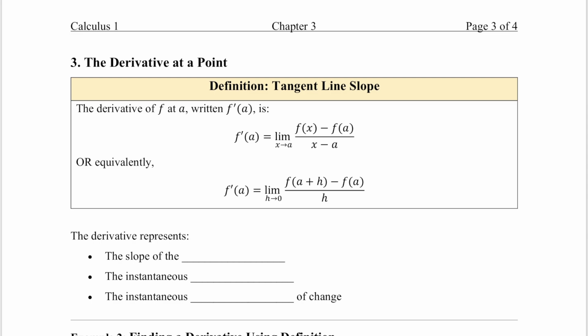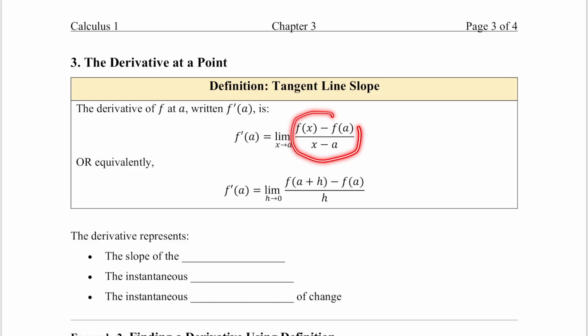Now, let's talk about the derivative at a point. So far, we've been talking about secant lines and tangent lines. Now, we are ready to define the derivative. The derivative of function f at a is written as f prime of a and is defined as a limit. f prime of a is the limit as x approaches a of f of x minus f of a all over x minus a.